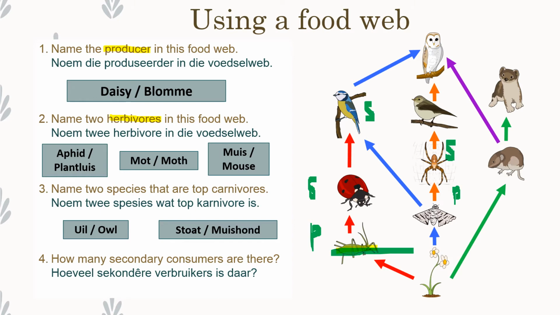Following the green path, this little mouse would be the primary consumer and this stoat would be the secondary consumer. Then there's also a purple pathway where the mouse is the primary consumer and then the owl is the secondary consumer. So you can see things are quite connected. So counting all of the secondary consumers, I have 1, 2, 3, 4, and 5.